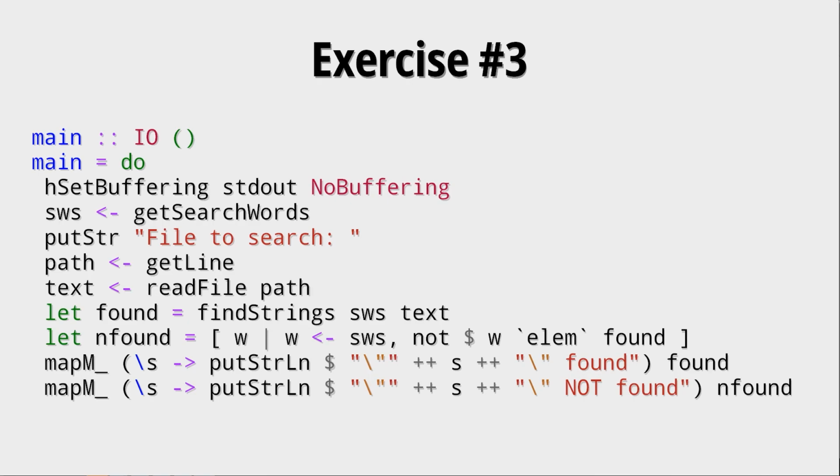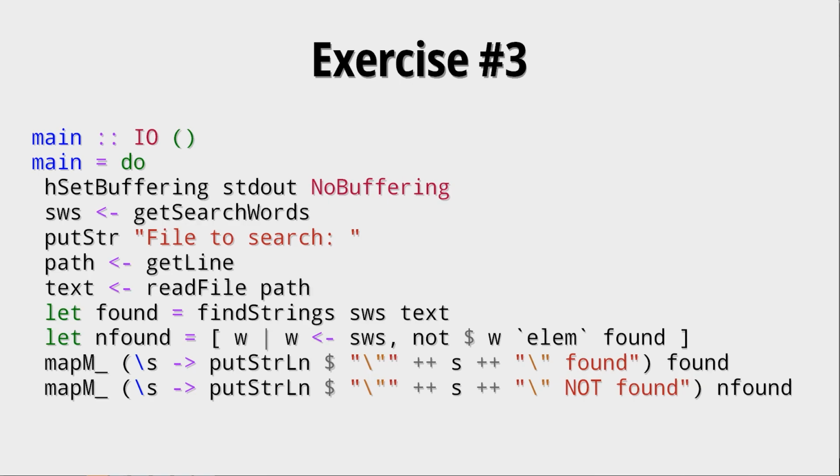Then from this result, we build this nfound list, which is just the difference of all the search words and the ones that we haven't found. So found are the words that have been found, and nfound are the ones that have not been found. And then we use this mapM_. What that does, I will explain a bit later. It's just used for the output, but we're not concerned with that right now.